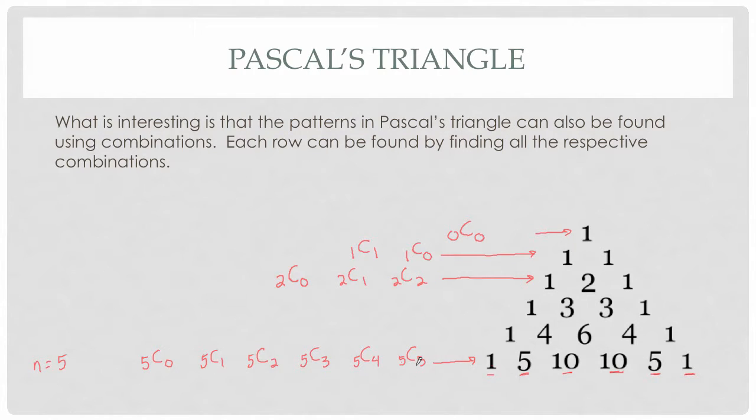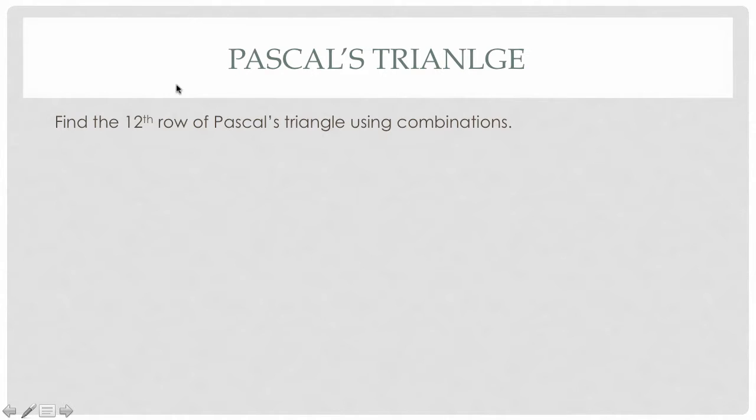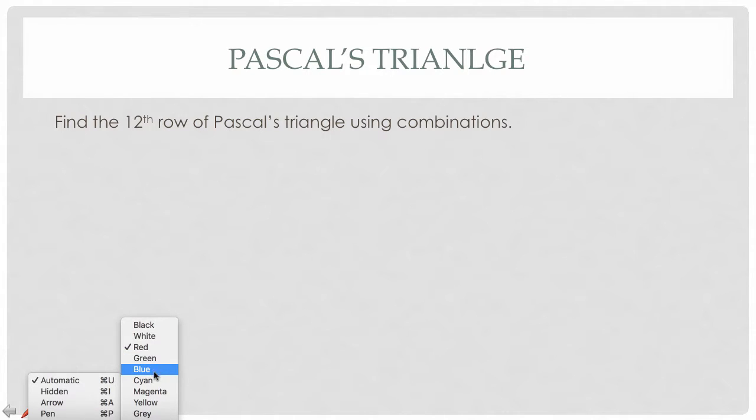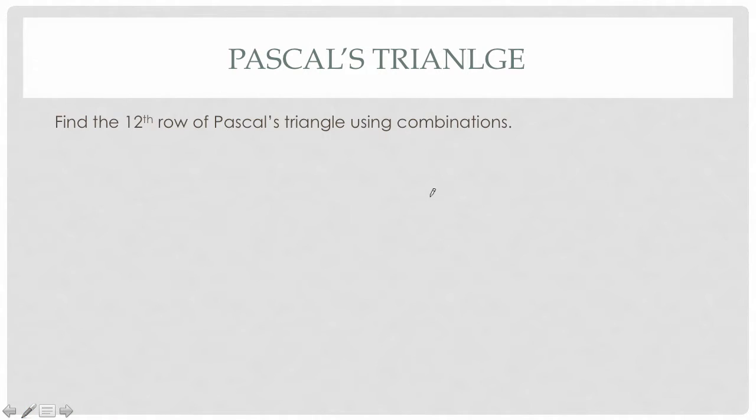Pretty nice, right? So what if I was asked to find the 12th row of Pascal's triangle? Well, how would I do that? I could start writing out each row, and that might take me a long time going through the whole triangle. Or I could realize the 12th row means I'm finding all the combinations of 11 things. And so we would start the same way. If I have 11 things, what are all the combinations of choosing 0? Well, it's going to be 1.